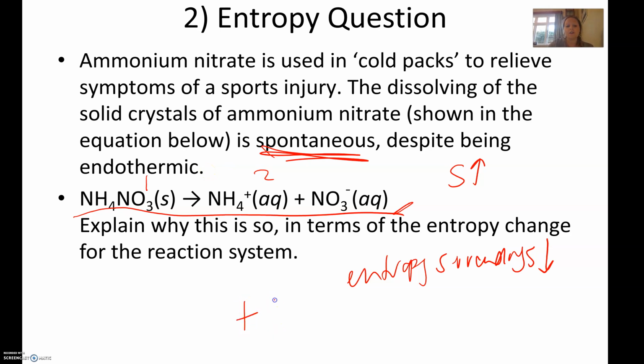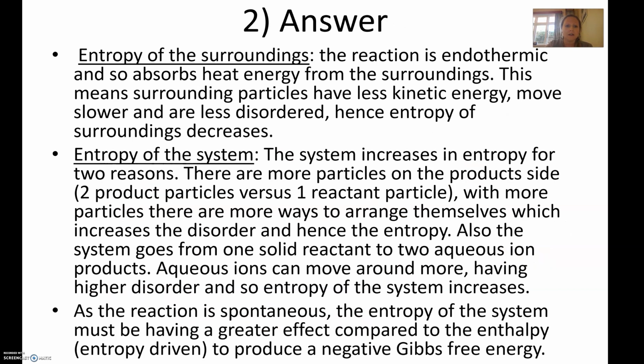We've got a positive delta S and a positive delta H. The only way to get a negative G, which is H minus TS, is if these are both positive and the S term is a bigger value. So this reaction is entropy driven, and the entropy is having the greater effect. Here's my answer. You can pause and have a read to see if that makes sense.